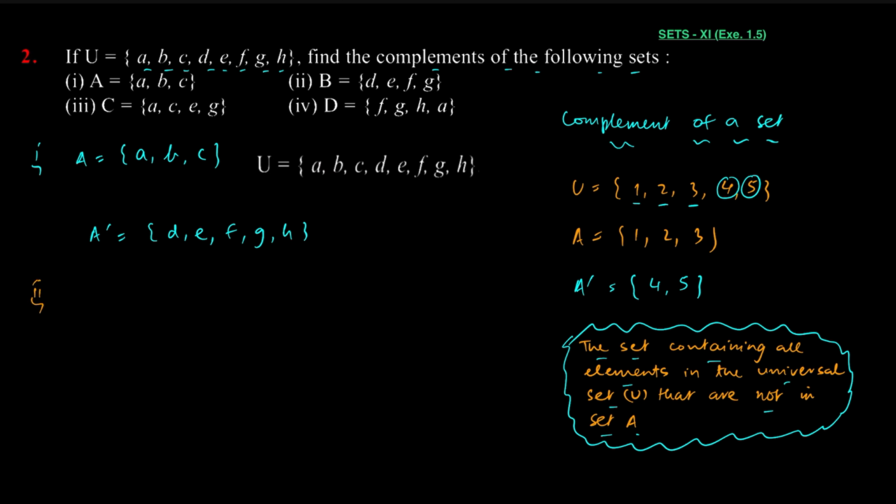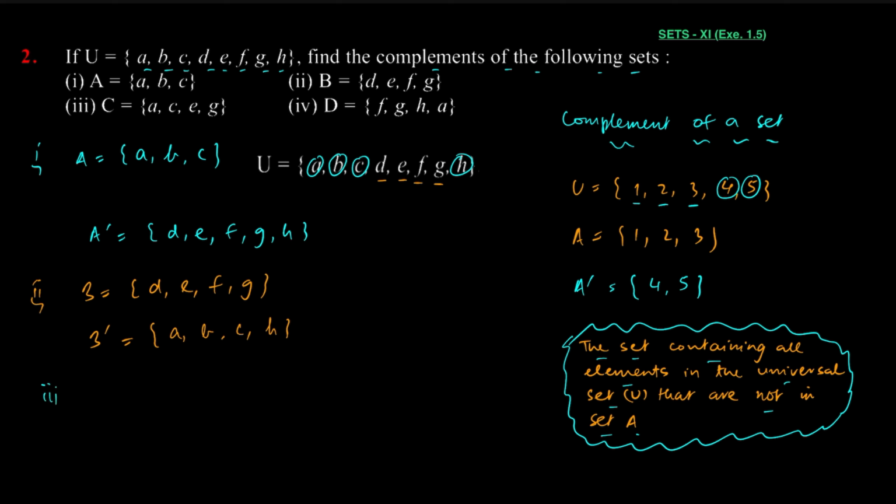Part number second. We have a set B with elements as D, E, F and G. So what will be B complement? Here again we'll have the elements of the universal set excluding the elements of B. So the elements of B are D, E, F and G. The remaining elements A, B, C and H will be the elements of B complement. So here the elements will be A, B, C and H.